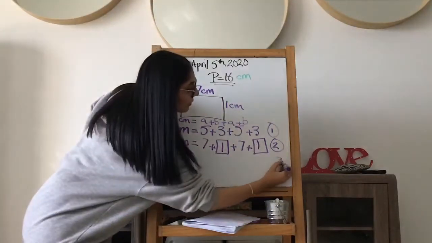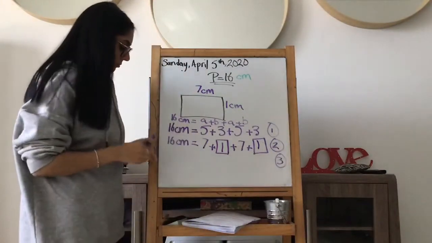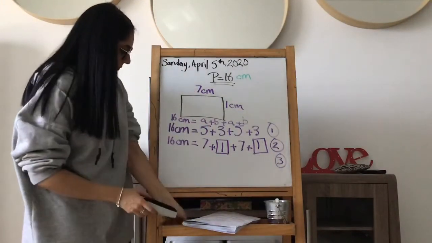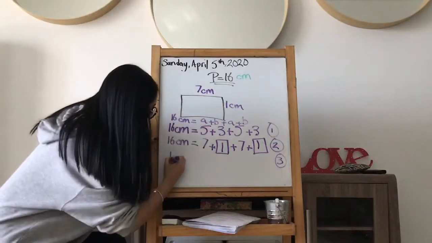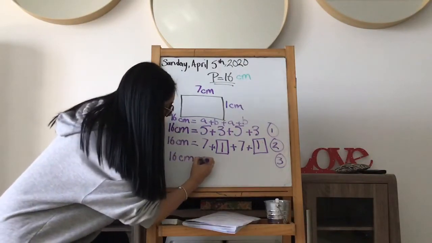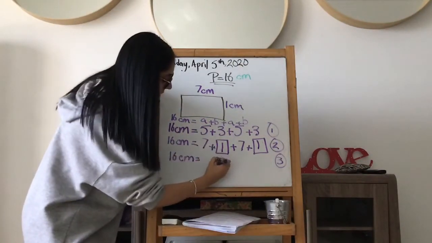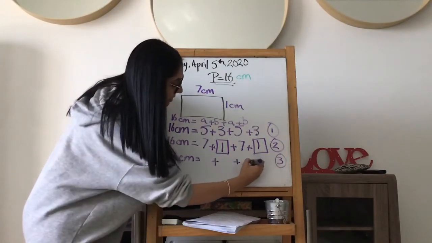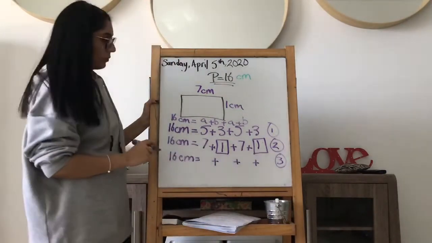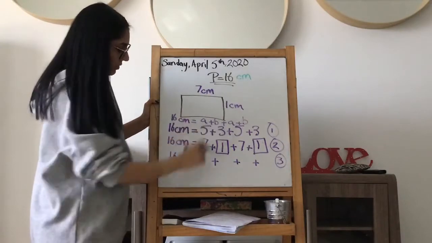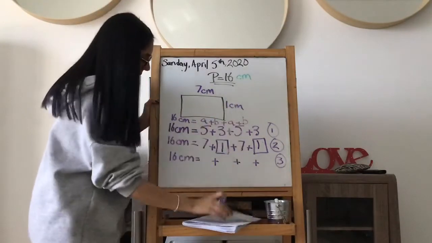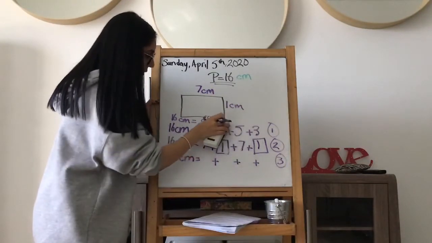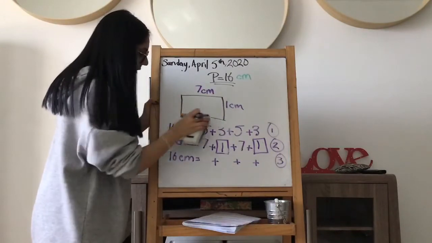Okay, let's do another one. And then we're almost done. Again, same thing. 16 centimeter is equal to something plus something plus something plus something. So we've done 7 and 1. We've done 5 and 3. I'm going to erase this because it's just a little squishy. I hope it looks clear for you.